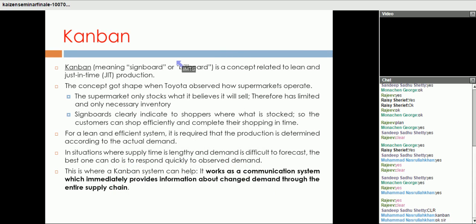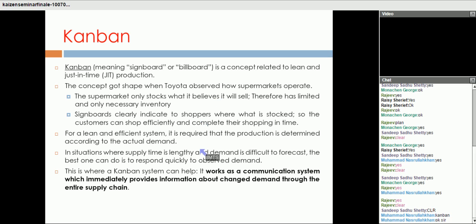Okay, Kanban. Yes, Mohammed, you are asking about Kanban. So Kanban, meaning signboard or billboard, is a concept related to lean and just-in-time production. The concept got shaped when Toyota observed how supermarkets operate and stock only necessary inventory.